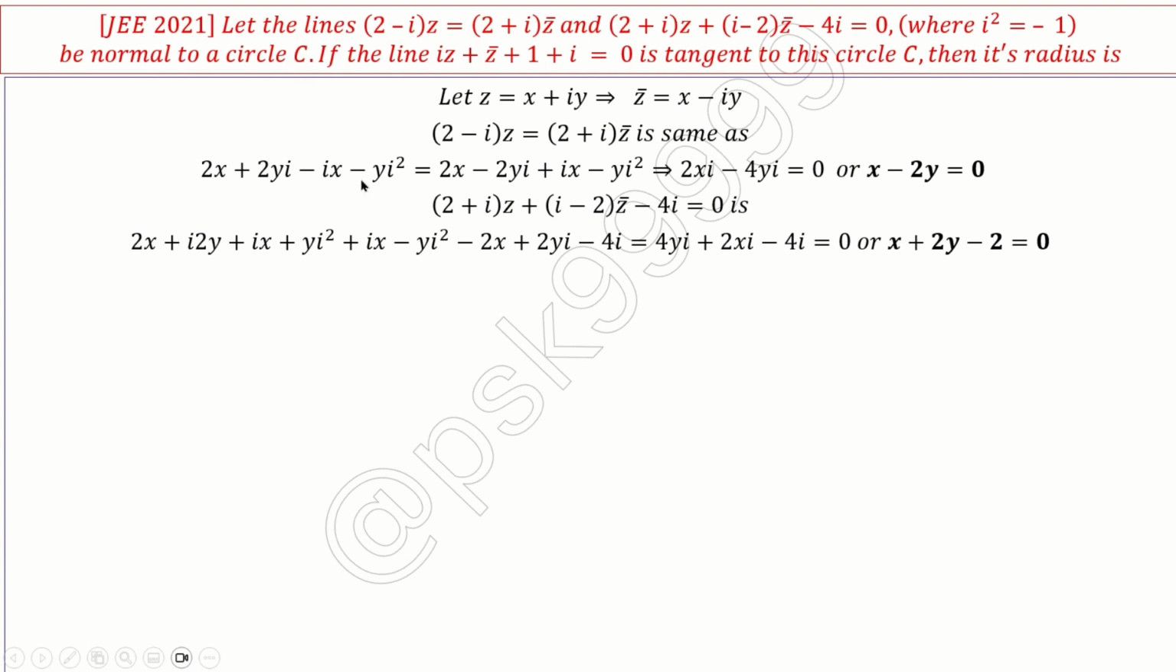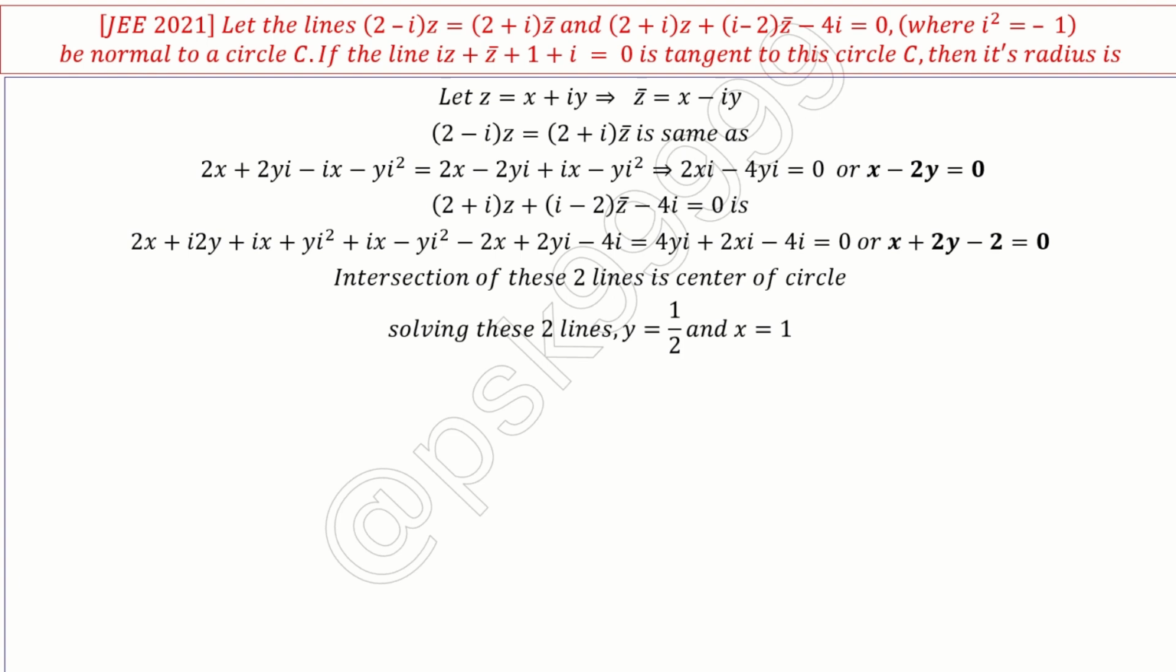These lines are normal to a circle C. What is the meaning of this? It means the intersection of these two lines is the center of the circle. So if I solve these two lines, I get x equal to 1 and y equal to half. So 1 comma half is my center of the circle.